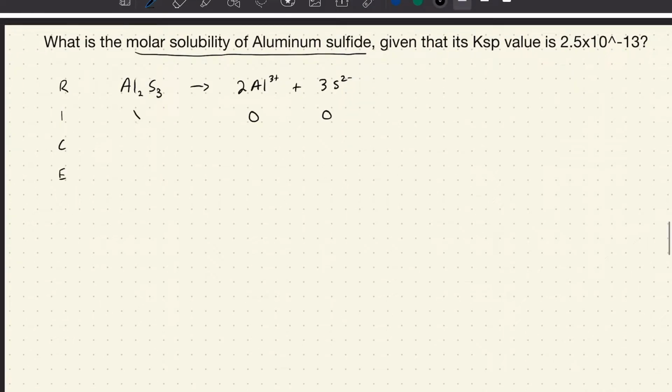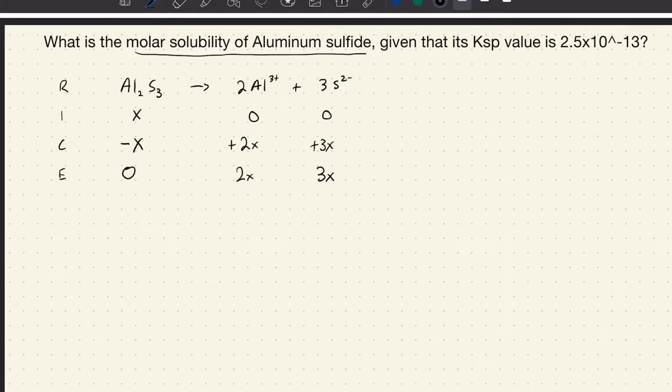Okay, so if I call that X, I know that my equilibrium value of that is going to be 0. So I'm going to make the change minus X. And since these two things are in a 1 to 2 ratio, I can say that this one's going to go up by 2x, and this one's going to go up by 3x, which means that my equilibrium concentration of aluminum ion is 2x, and this one is 3x.